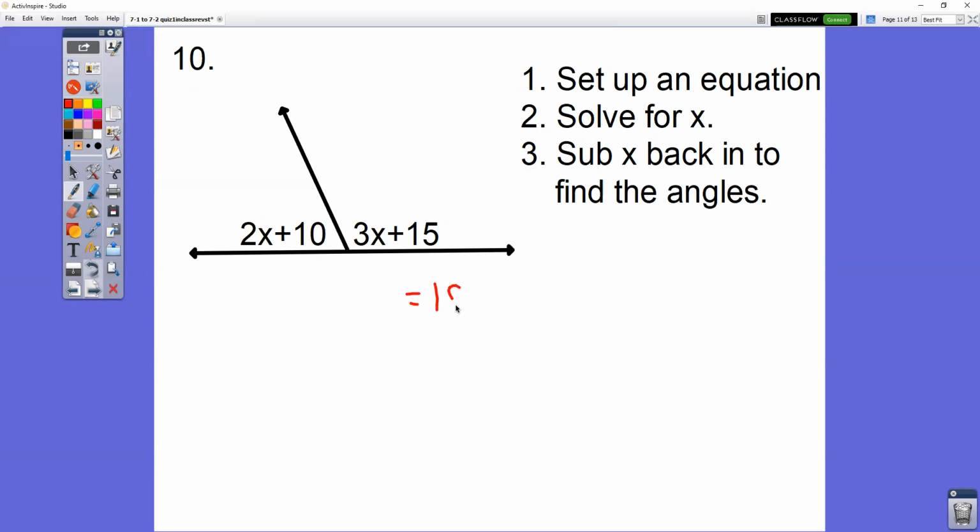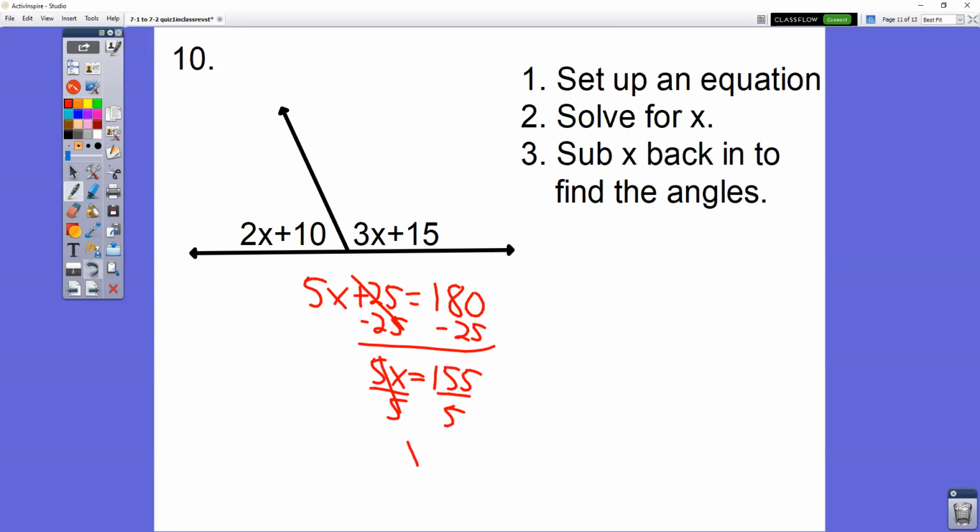These are supplementary angles again, so they add up to 180. 2x plus 3x gives you 5x. 10 plus 15 gives you 25. Minus 25, minus 25. So 5x equals 155. Divide by 5, divide by 5. You get x equals 31.